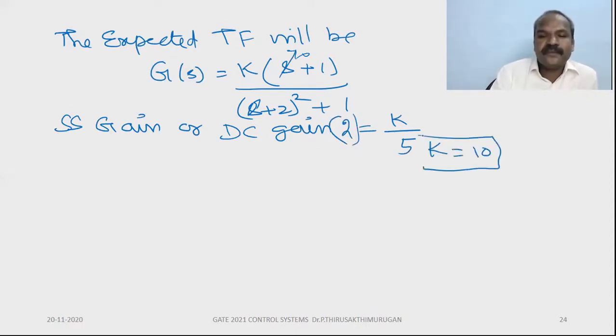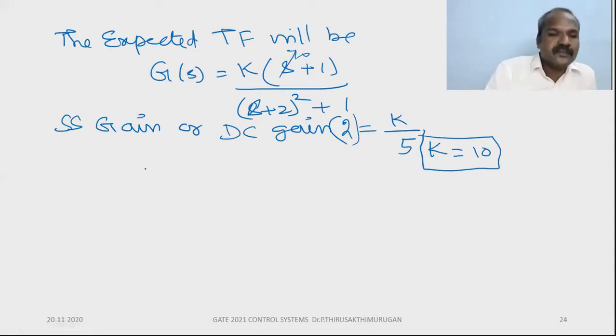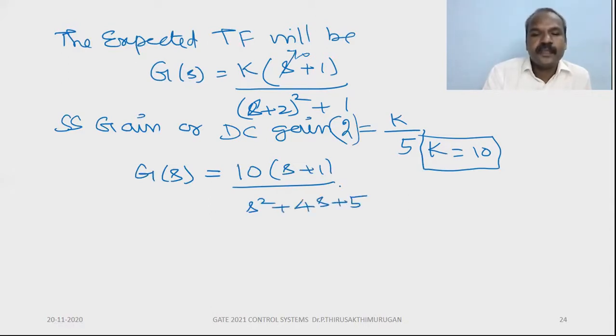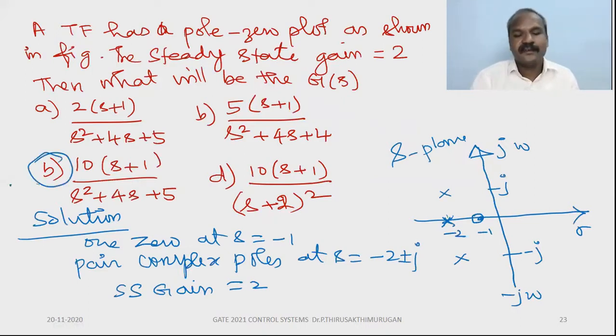Please find where 10 appears in the options. You just replace k with 10. So G(s) equal to 10 into (s plus 1) divided by (s square plus 4s plus 5). This is the required answer. So which is the correct answer here? With s square plus 4s plus 5, B is the correct answer. It is very easy, my dear students.